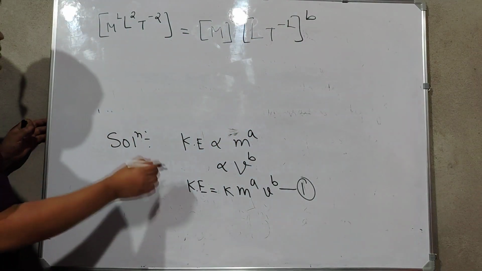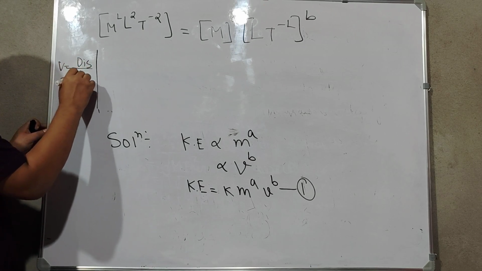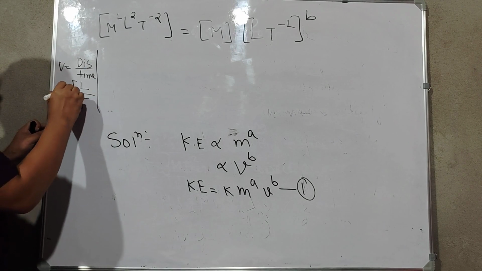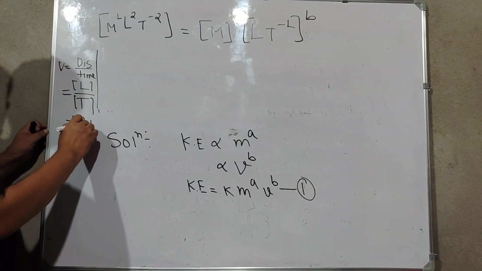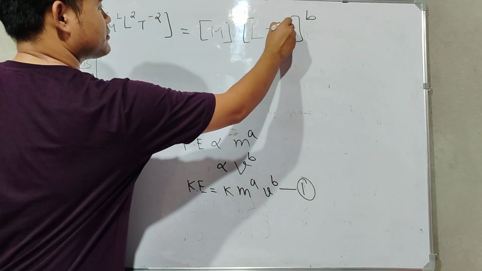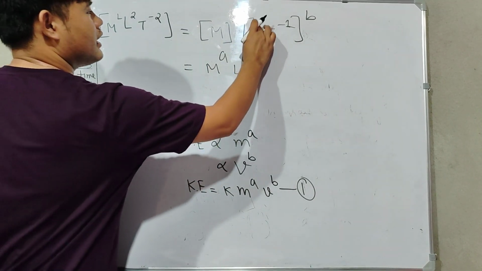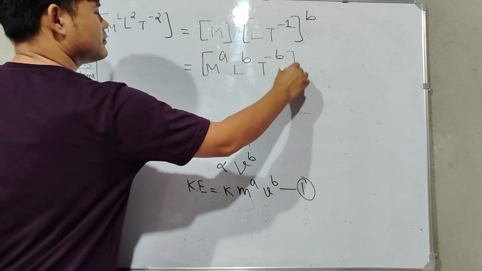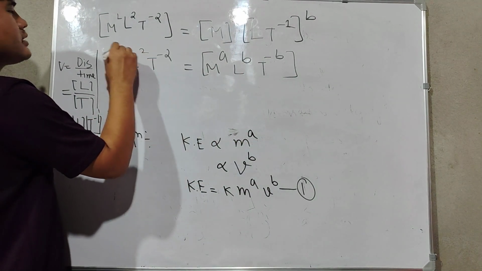This one we know. Velocity means displacement by time. Displacement means L, and time is T. So L will remain here only, T will go down, then it will have the power of minus 1. I have written the same one. So now what will we get? M^a L^b, L will have the power of b, and then T will have the power of minus b. Okay, M^1 L^2 T^-2.